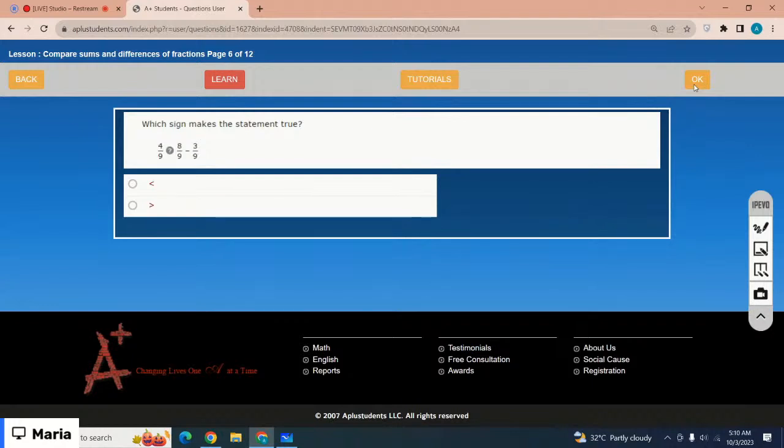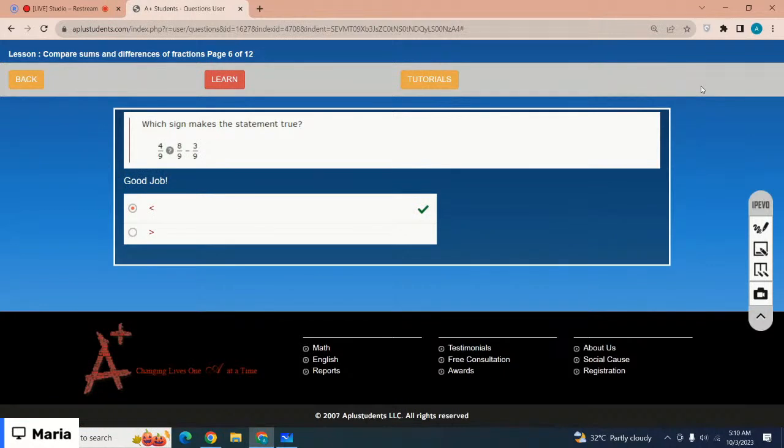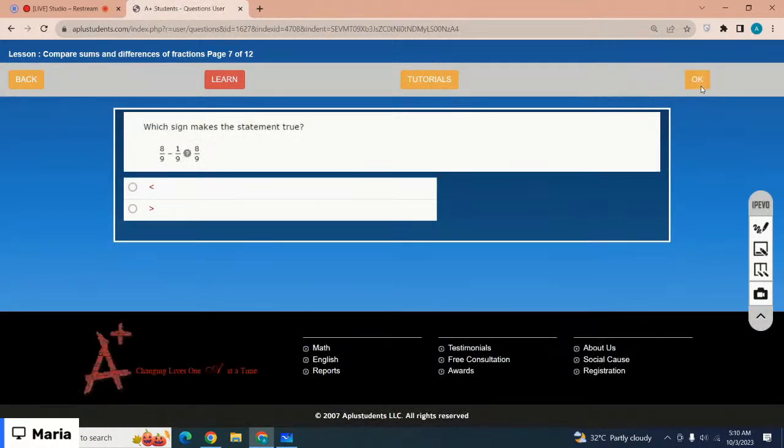Eight minus 3 is 5 over 9, right? So, 4 over 9 is less than 5 over 9. Very good. Okay, the next one is 8 over 9 minus 1 over 9.